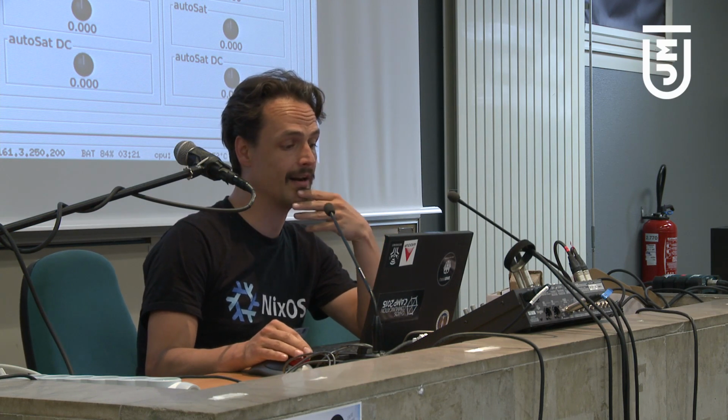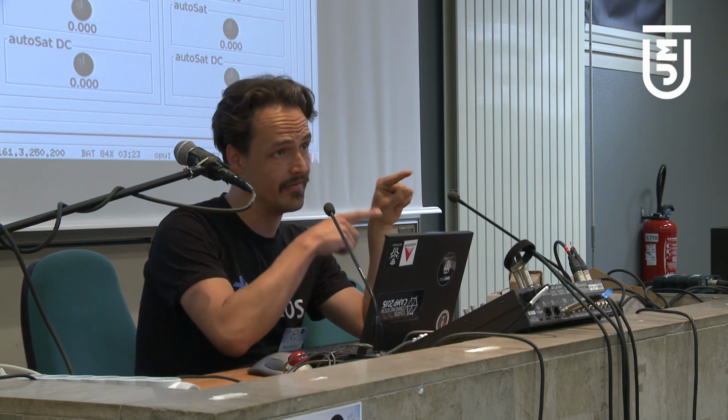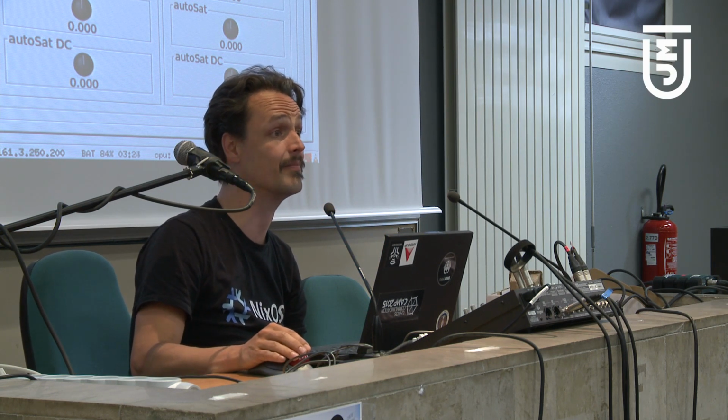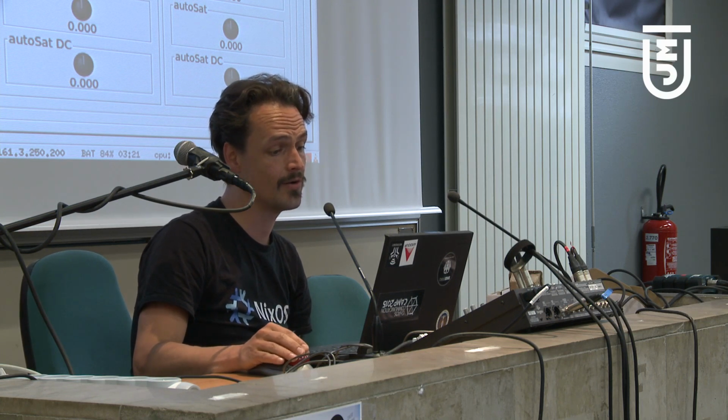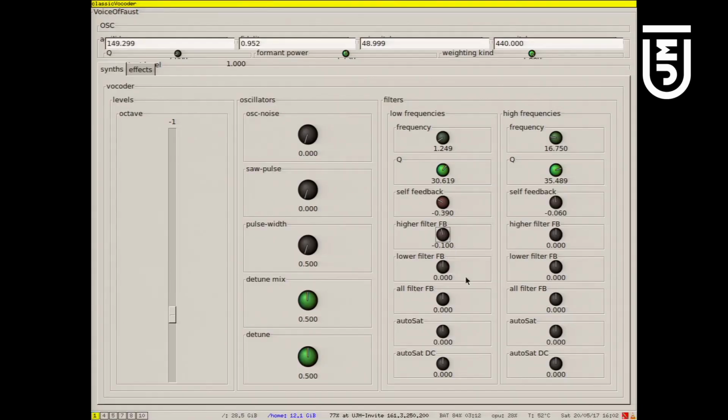So with the classic vocoder, I also made a quite elaborate feedback loop. Basically, the output of the filters gets individually sent back to the input, and then I can choose how much feedback I want from each band into itself for the lows and for the highs. How much feedback from the higher neighbor into each filter, how much from the lower neighbor, how much from all the filters except itself. And then, of course, to keep it in control, there's some saturation and a DC offset, because it can be nice to play with.